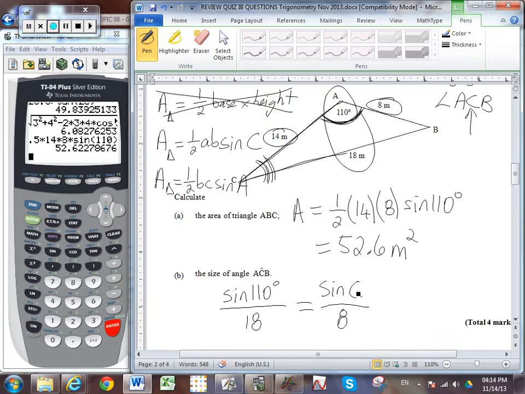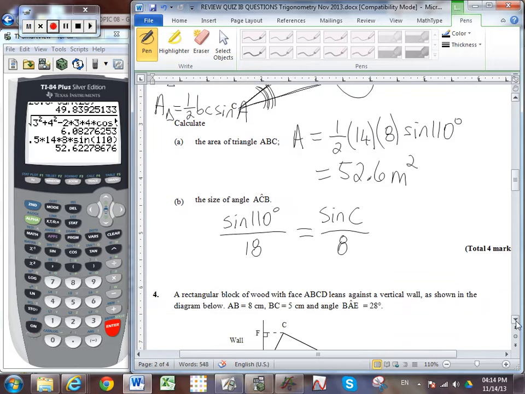Alright, at this stage we should cross multiply. So we've got 8 times the sine of 110 is equal to 18 times the sine of C. And now we'll divide both sides by 18. So these ones cancel, and we've got sine C alone. And then in order to get the C alone, we obviously have to take the sine inverse of everything that I had on the left.